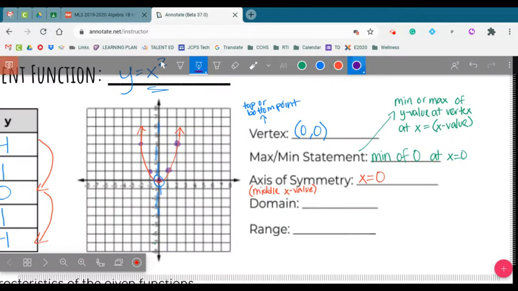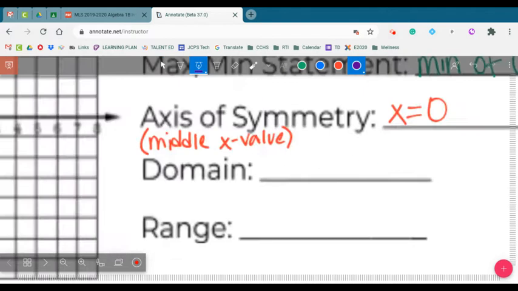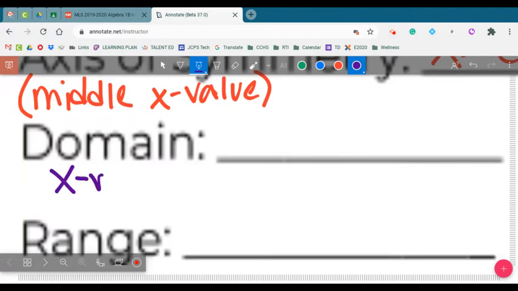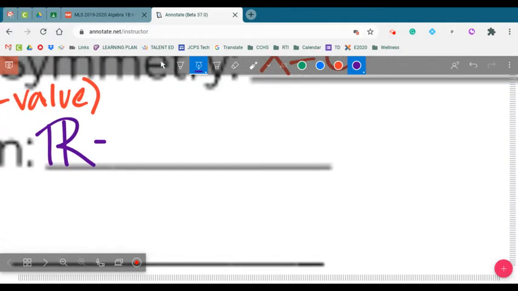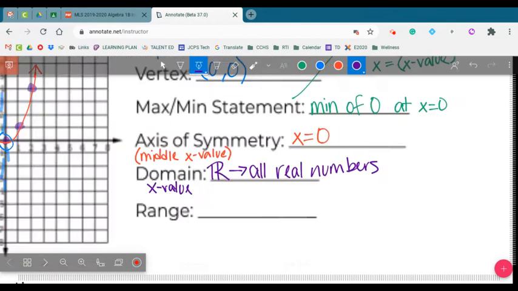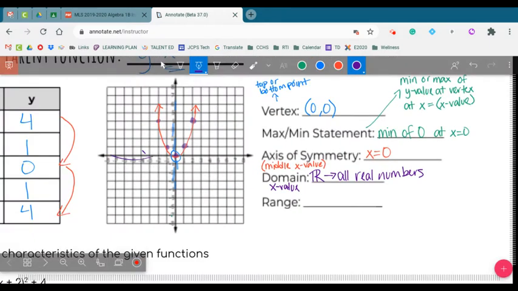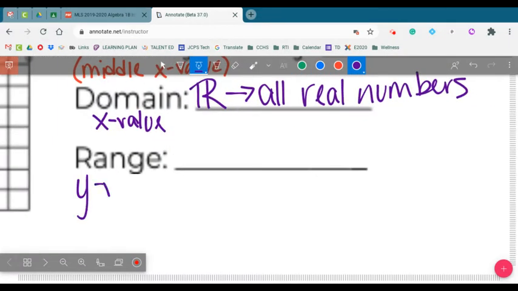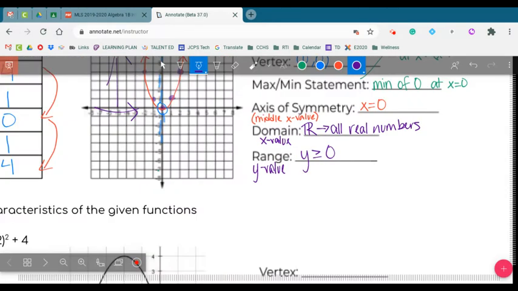Now our domain, if you remember from last year, is our x value. This graph is going to continuously keep going up, so it's going to hit all of our x values. Since it hits all my x values, I'm going to call this all real numbers. And then our y, this one starts at 0 and goes up. So our range is our y value. It's going to be y is greater than or equal to 0 because it starts at 0 and goes up.